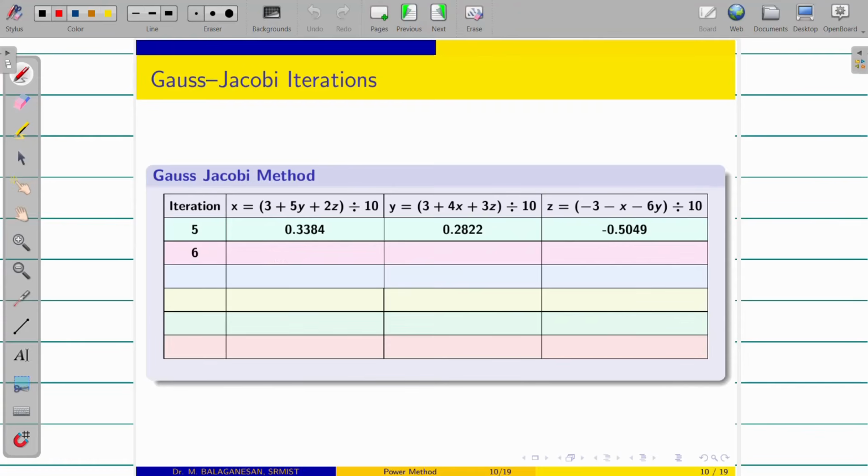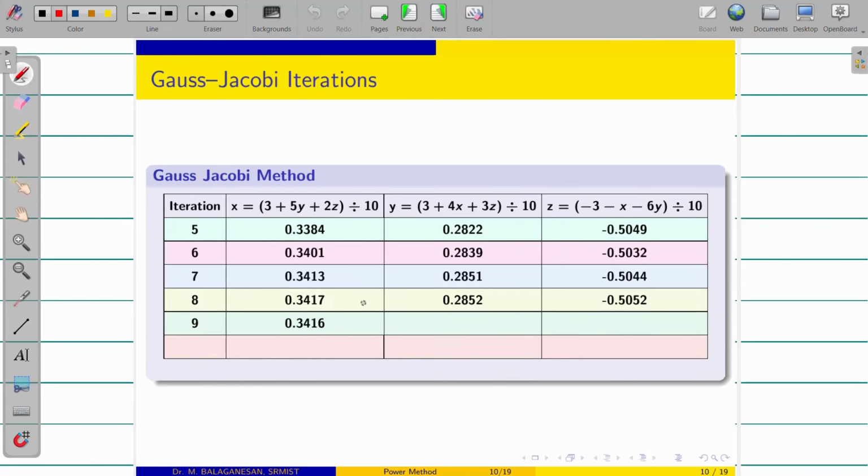Sixth iteration, for the sixth iteration, which values do you have to take? I have to find my x. So the old value of y and old value of z, the old iteration values of y and z. You will get this. Similarly for y, similarly for z, and continue the iterative process until you get repeated values. Is it repeating? Not repeating. Seventh iteration also not repeating. Eighth also not repeating. And ninth, yeah, it's going to repeat, I think.